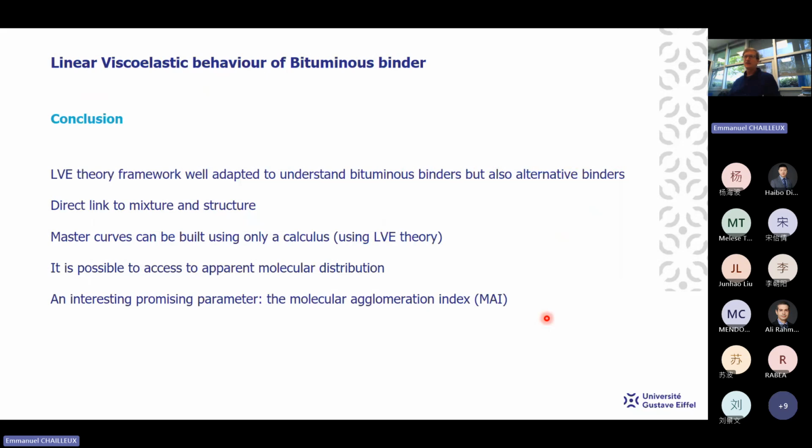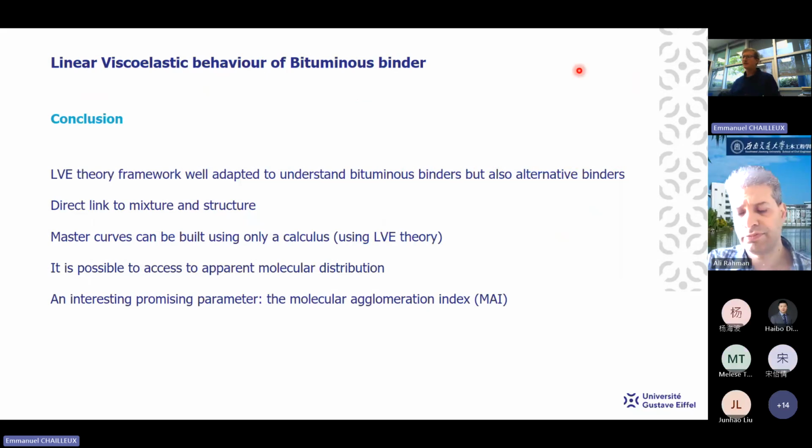So, in conclusion, I show you that the linear viscoelastic theory framework could be very well adapted to understand the bituminous binder material behavior, but also alternative binder material. It is interesting because we have a direct link with this linear viscoelastic behavior between mixture and structure. So it could be very interesting for the final object, which is the pavement.